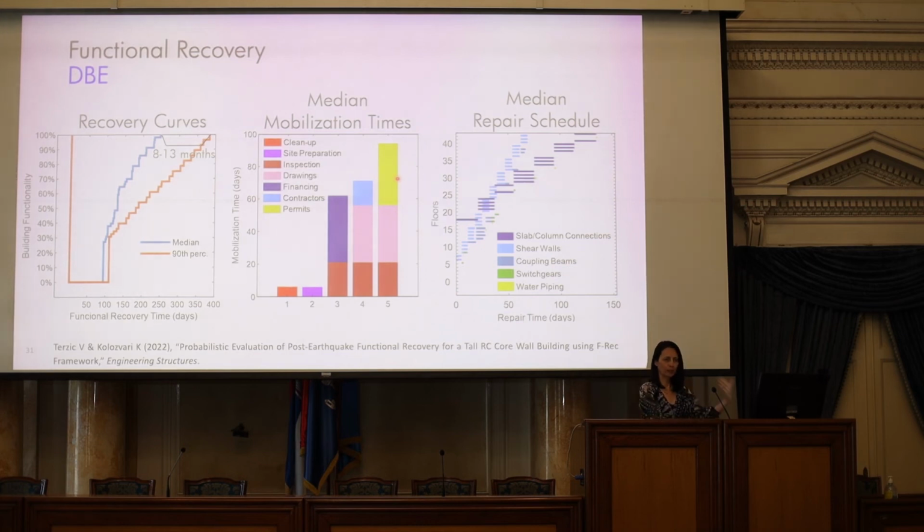And then once we are ready to start repair, this last chart shows you the repair schedule, which shows the total duration of the repair, but also what all has to be repaired to bring the building back to its function. And again, here you see these slab column connections being problematic and governing the recovery process.